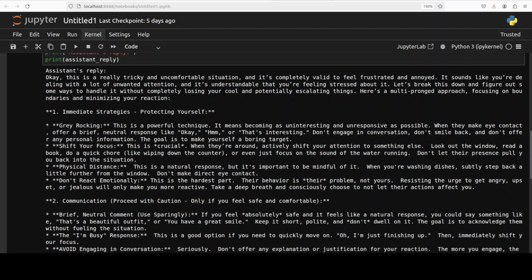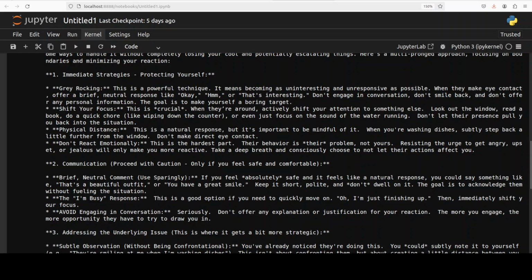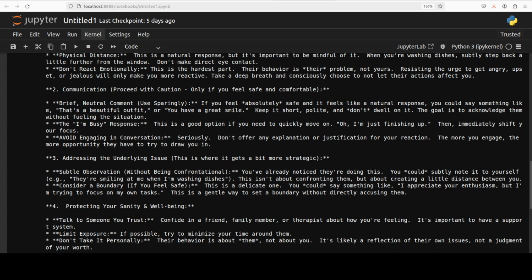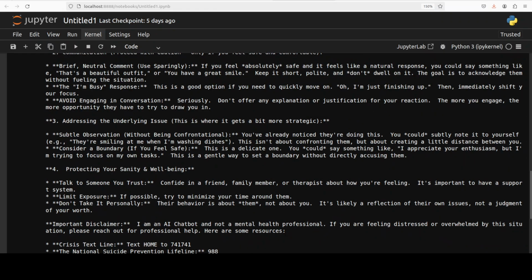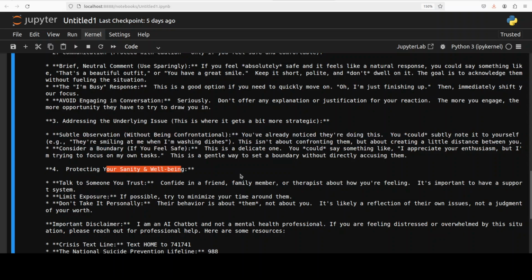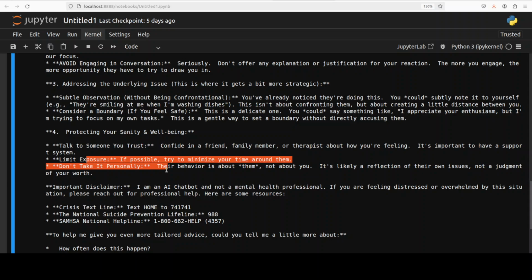Then second one is shift your focus. This is crucial when they are around. Actively shift your attention to do something else. Look out the window, read a book, do a quick chore. Physical distance, okay. And then it is talking about don't react emotionally to communication, proceed with caution, and then addressing the underlying issue. This is where it gets a bit more strategic, okay. Subtle observation, protecting your sanity and well-being, limit exposure.